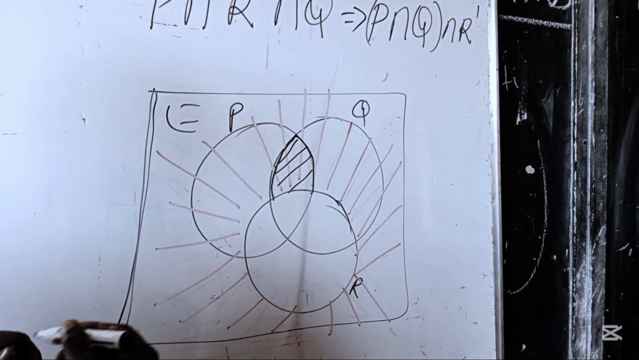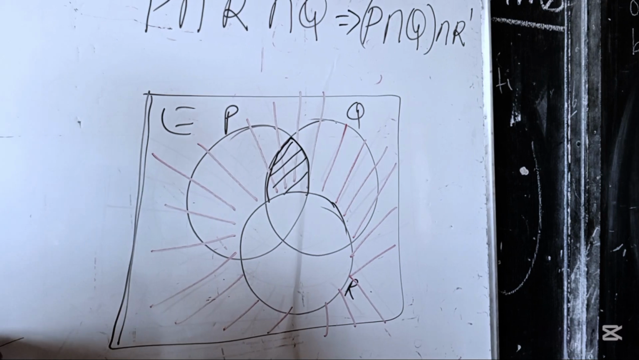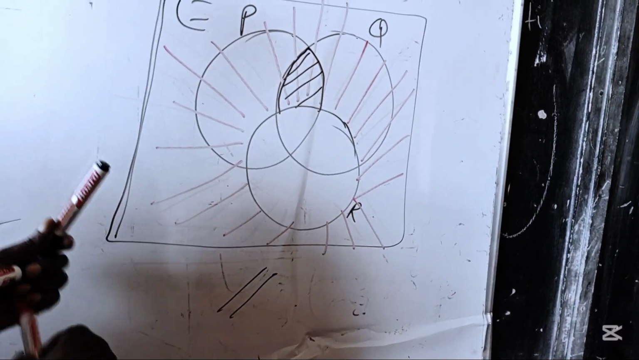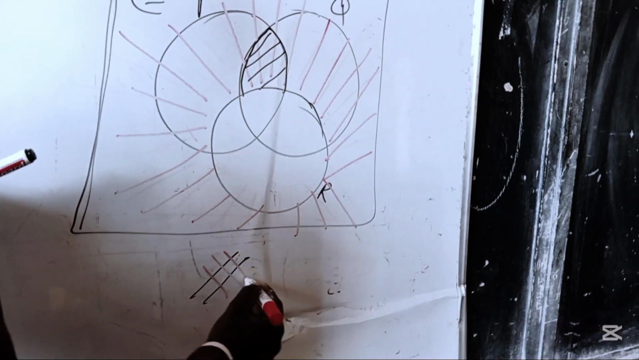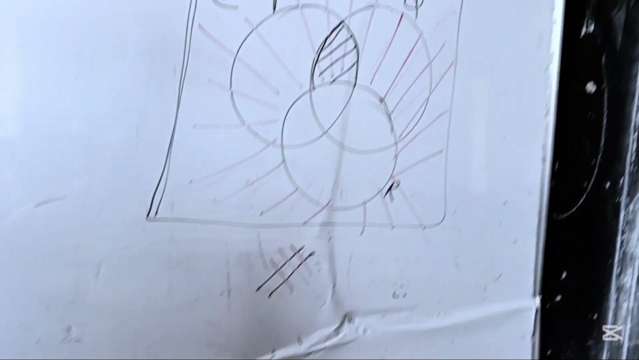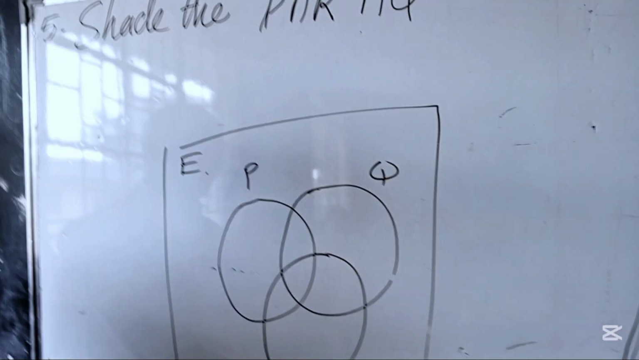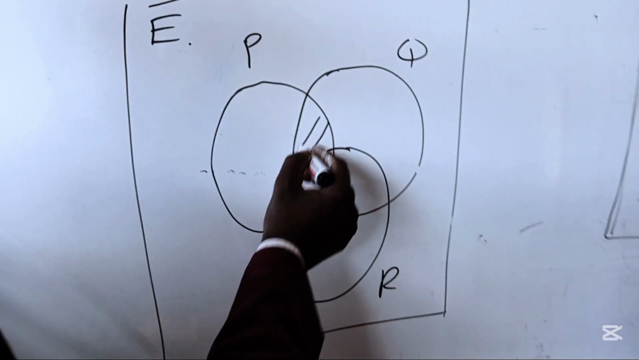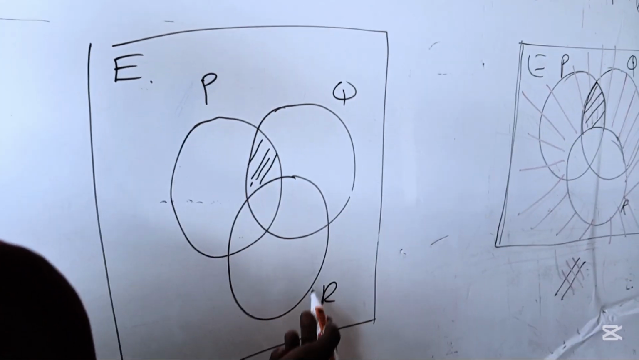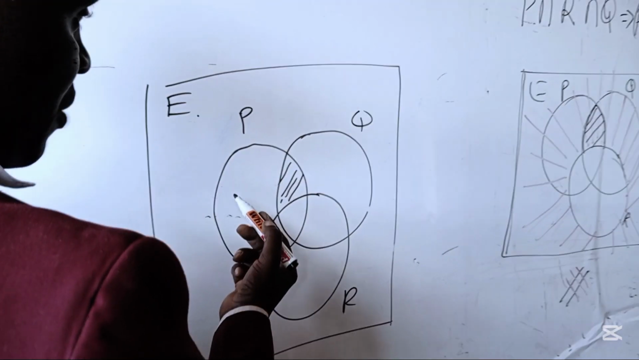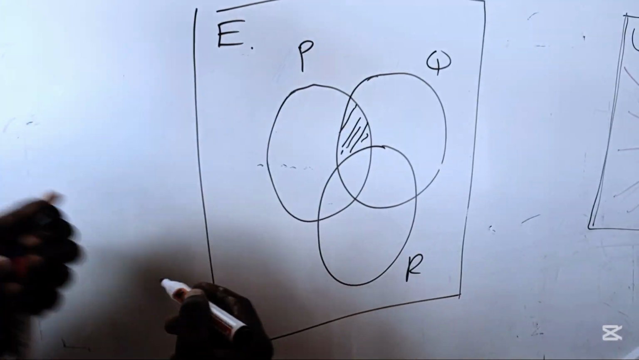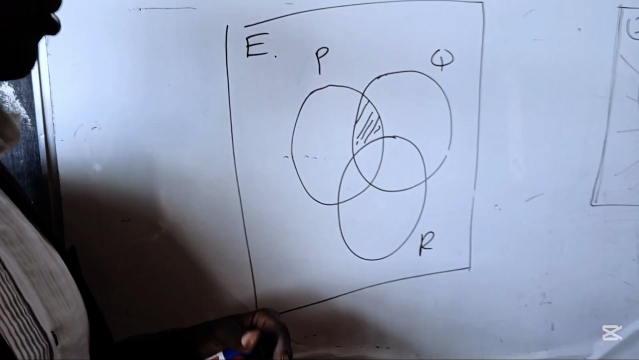So where is my answer? My answer is where I found the striped black and striped red. Where I found this is where my answer is. So meaning when it comes to shading, I have to shade this part, because this is where this part is number 1, it is outside R complement, and it is P intersect Q. It means I've answered this question. Thank you, viewers. I hope it was understood.